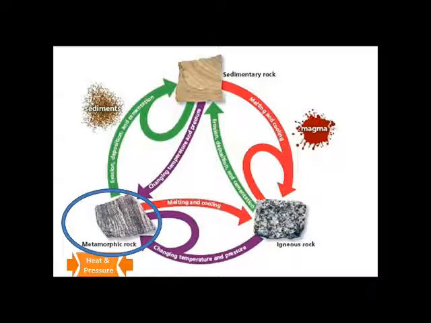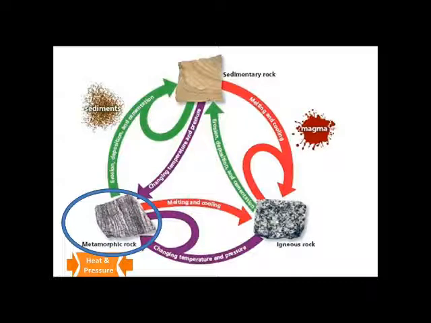Now, how can that metamorphic rock change into a sedimentary rock? See if you can find the arrow that shows you how that happens. The green arrow points to the sedimentary rock. The green arrow says erosion, deposition, and cementation. So that metamorphic rock got broken down into sediment, formed layers, and squeezed and cemented together to form a new sedimentary rock. Metamorphic has changed into sedimentary.